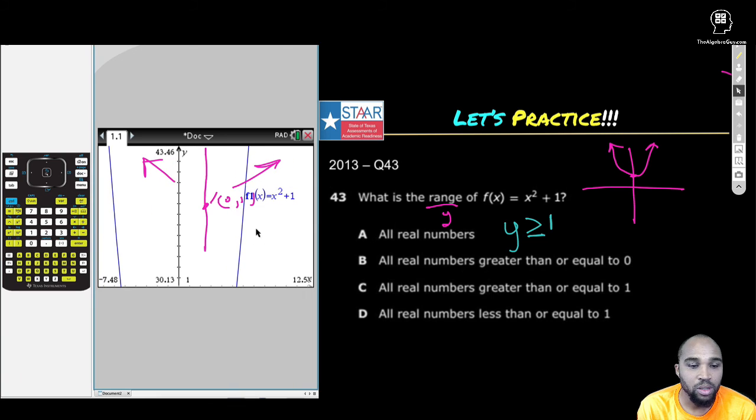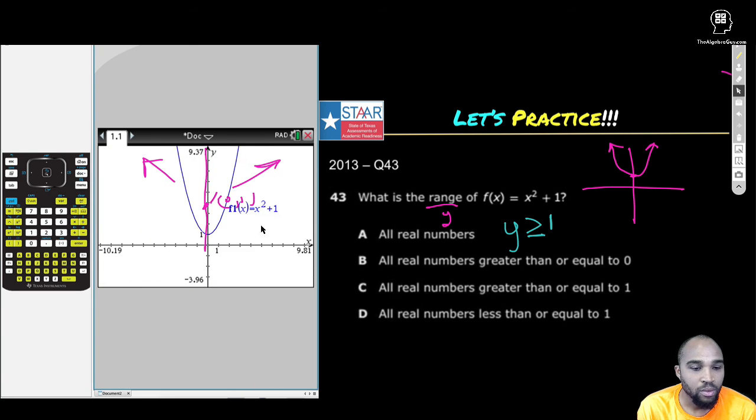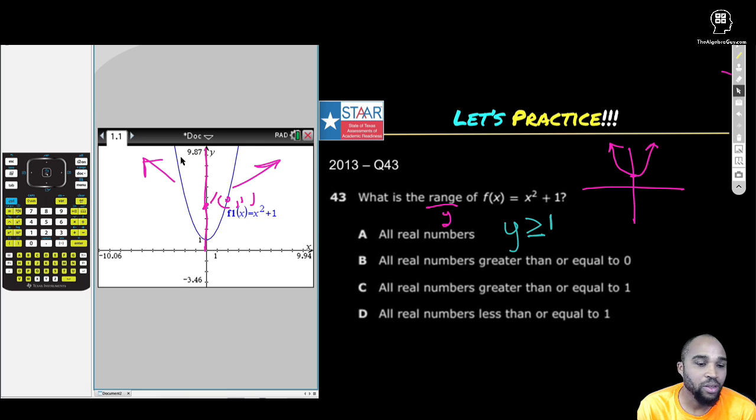Let me go back to the graph to make sure you see that. So you see it's from 1 and everything up. Can it be 0? No. Can it be -1? No. So let me see an answer that matches what I said instead of trying to check the answers first. All real numbers? Nope. Can be everything. It's not negatives. It's not 0.